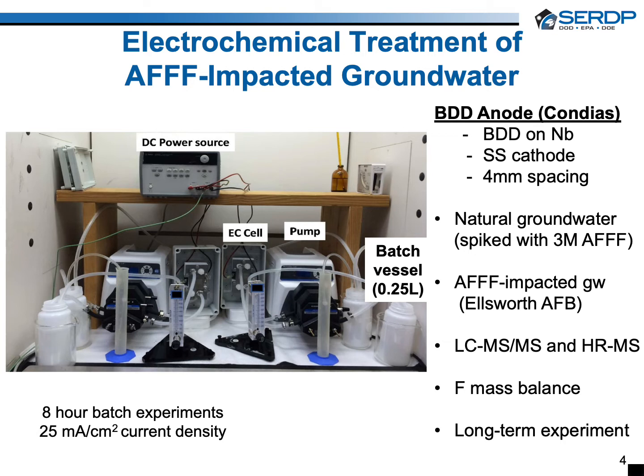You see the electrochemical cells, and we ran them in a batch mode where we would recirculate, using a peristaltic pump, about 250 mL of our AFFF impacted water through the parallel plate electrochemical cell. Typically, we used a current density of about 25 milliamps per centimeter squared, but we did several experiments at either a slightly higher or lower current density. The reaction time was typically about 8 hours.